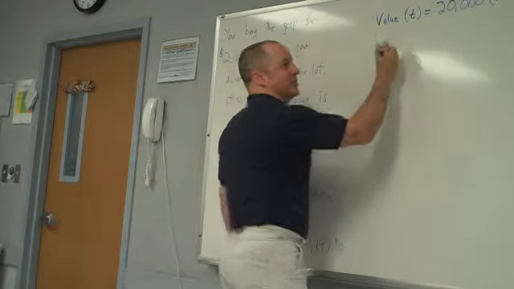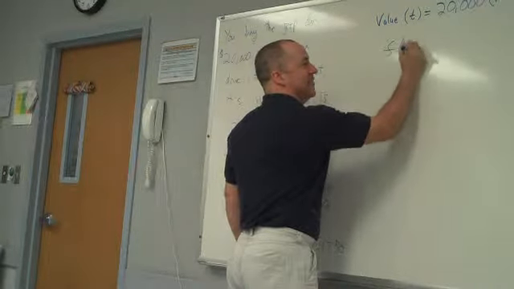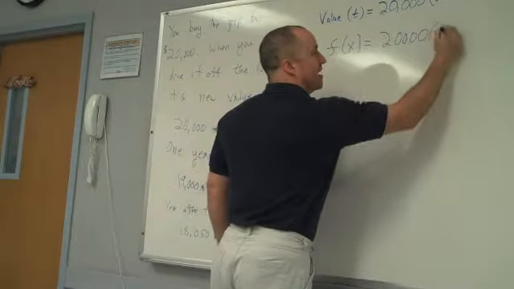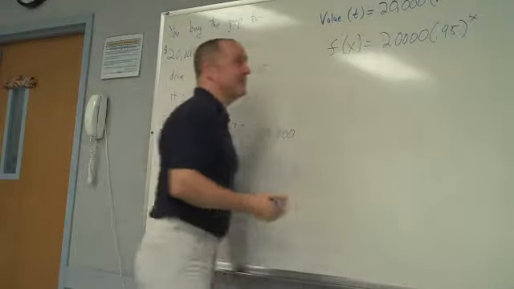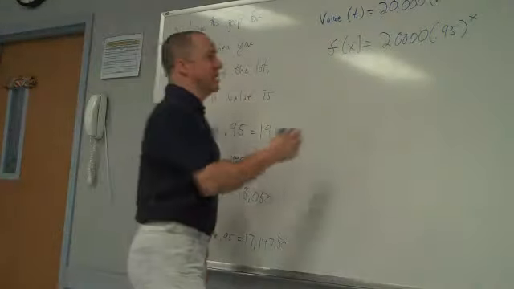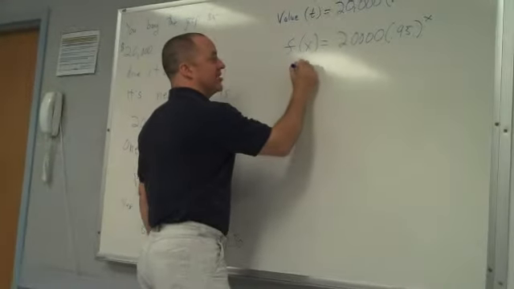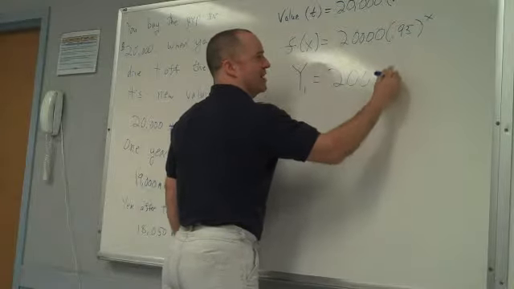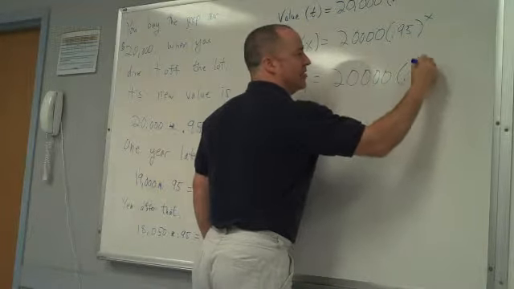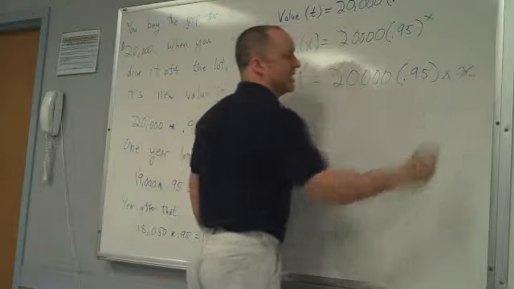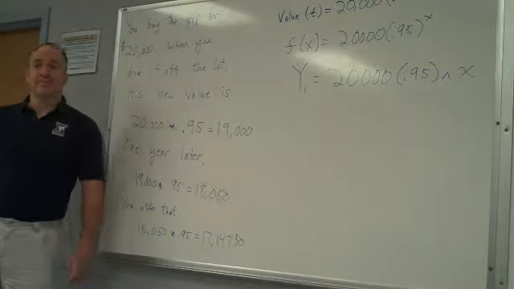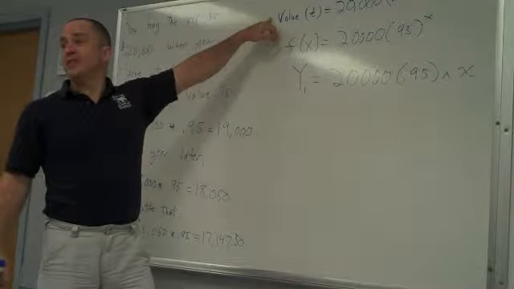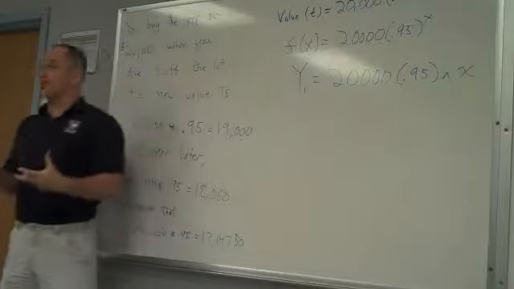Using more familiar notation, this is the same thing as f of x equals 20,000 times 0.95 to the x. All right, and this is also the same thing as in your calculator, y sub 1 equals 20,000 times 0.95 hatch mark x. They all mean the same thing. This is how I'd expect you to write it on the test when I said to talk about the model.